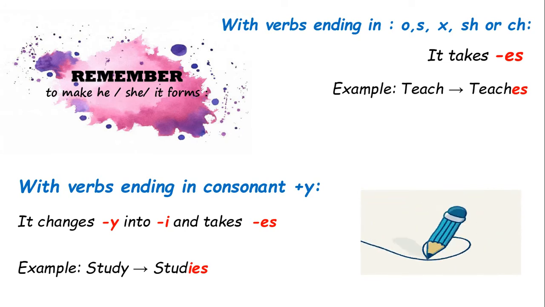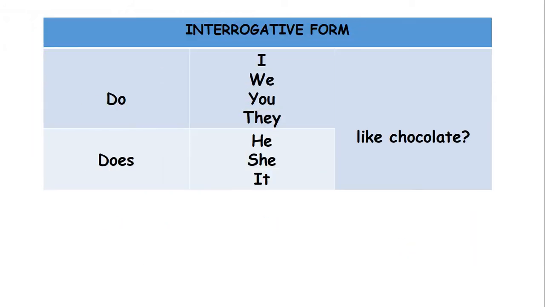Okay, now let's see the pattern for the interrogative. For interrogative form, we add do and does at the beginning of the sentence. Do is followed by I, we, you, or they, and does followed by he, she, or it. For example, do you like chocolate? Or does she like chocolate?